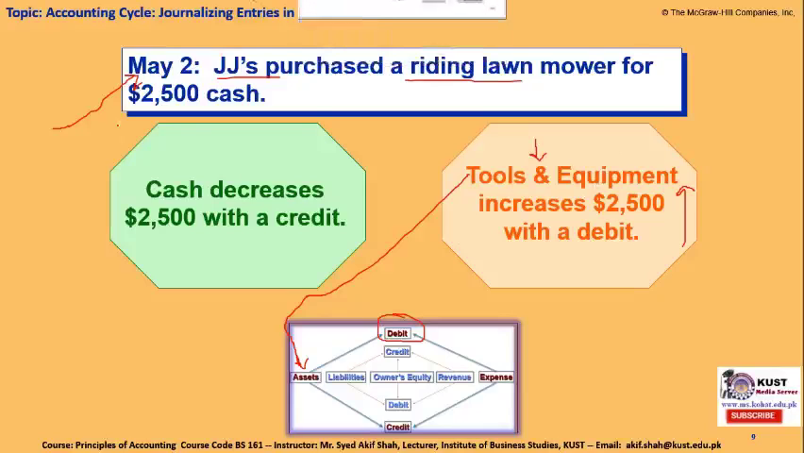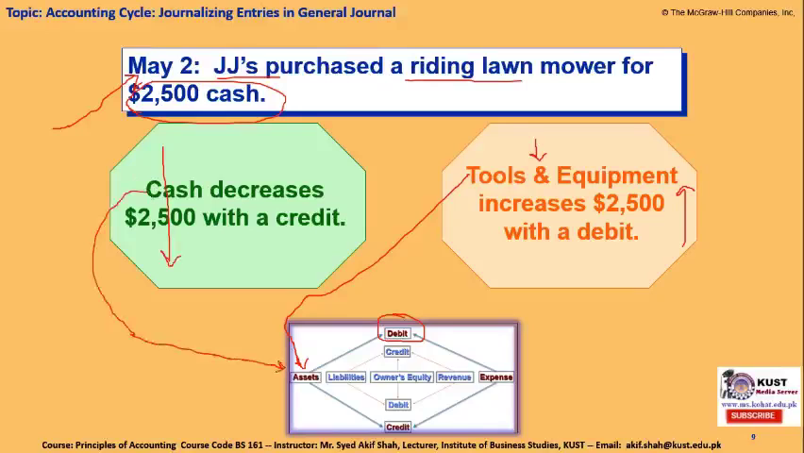And since the company has paid cash for this purchase, the level of cash will decrease. We know that cash is also our asset, and this asset has been decreased. So we have to give a credit entry for cash and a debit entry for tools and equipment. Let's see how to do that in the journal.